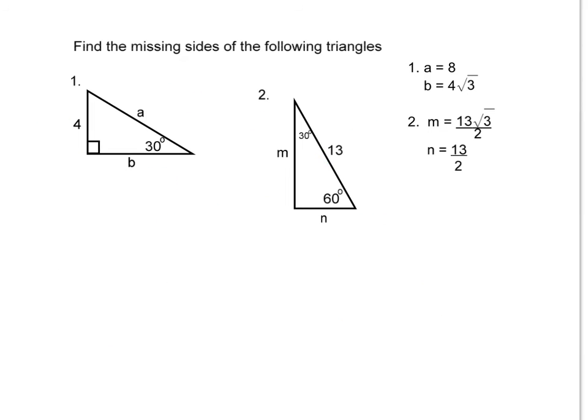So we can see our answers here. In the first one, A was 8, B was 4 root 3. I think that's what we wrote down. And M is 6.5 root 3. And N was 6.5, or 13 halves.